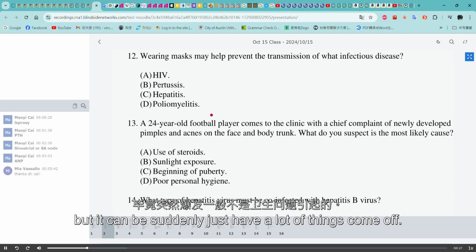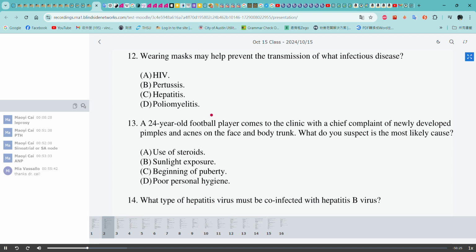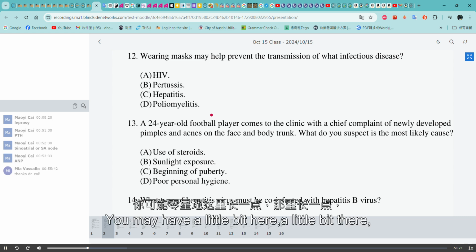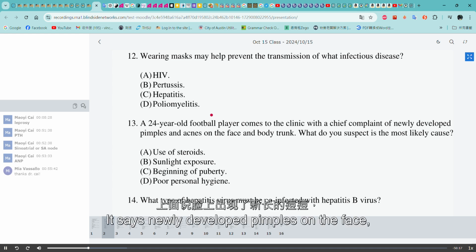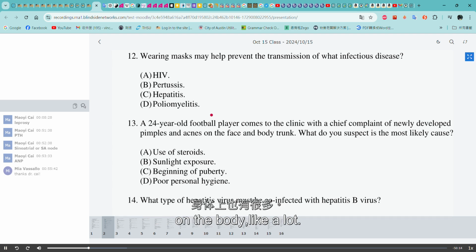You can, but it can suddenly just have a lot of things come out. Is that right? You may have once a little bit here, a little bit there, but that's not the direct cause. You know what I'm talking about? It says newly developed pimples on the face, on the body, like a lot. You suspect steroids. So this is like by chance.